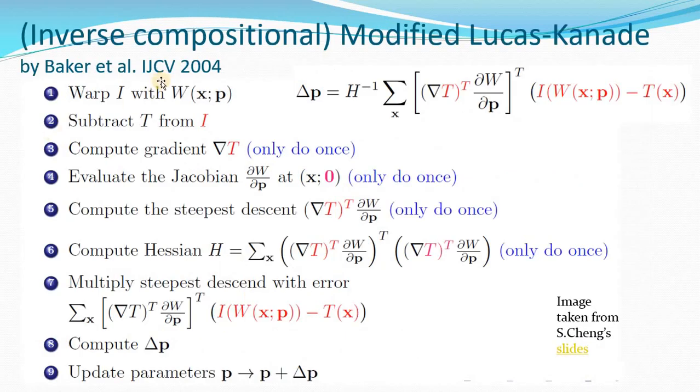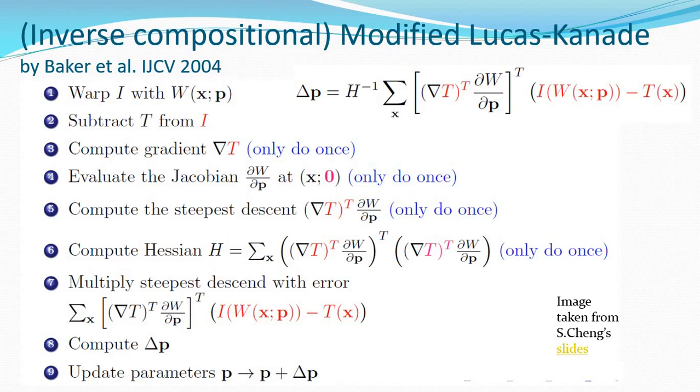So here you can see what happens now in the modified Lucas Kanade algorithm. This is our del p equation. Here you can see that there is this del T instead of del I, so what is happening is you are taking the gradient of T, but now again you are only warping I.